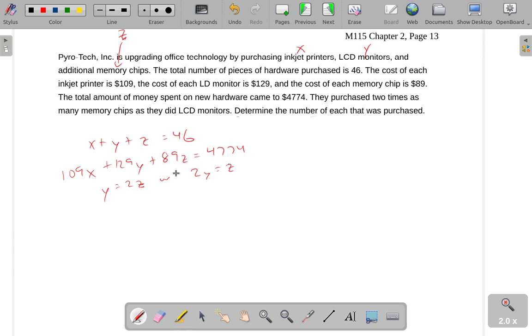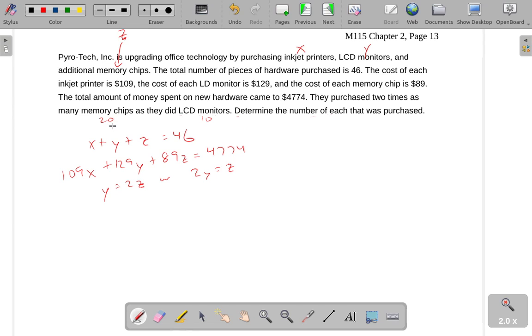If you can figure out how to rephrase this so you can use a direct translation, that would be one way to go. But I'm just going to say, okay, they purchased 2 times as many memory chips as they did LCD monitors. Let's say they purchased 20 memory chips. That means they would purchase 10 LCD monitors. Twice as many of these as those. Okay, that seems reasonable.